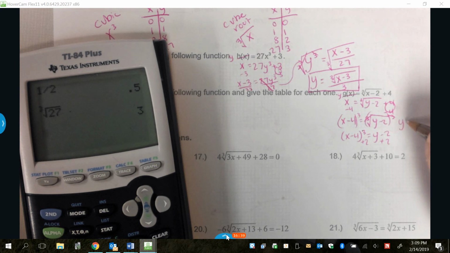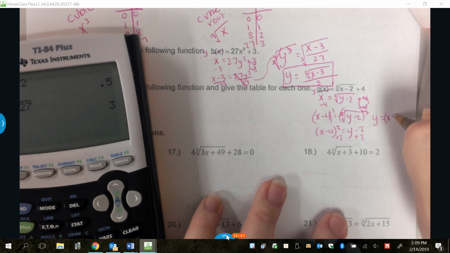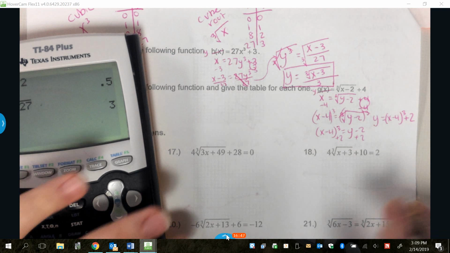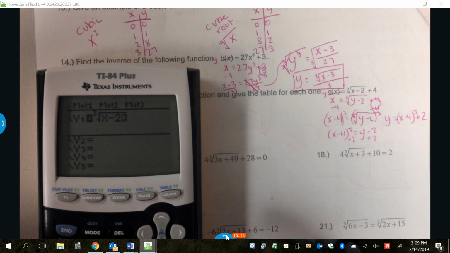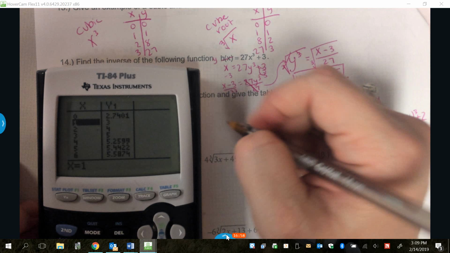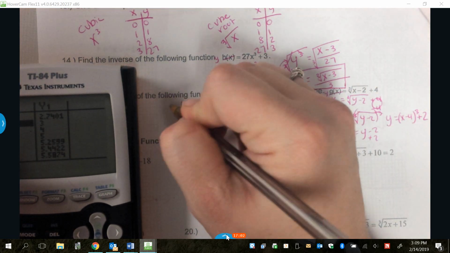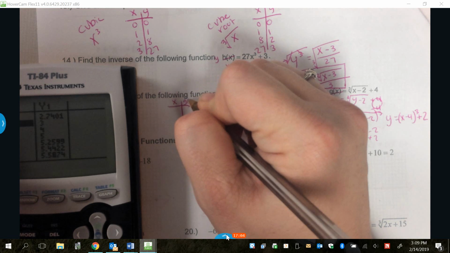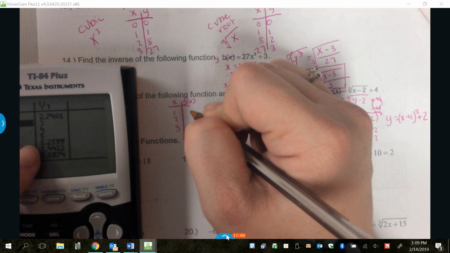So I get y equals x minus 4 cubed plus 2. So if I type in the original in my calculator, I get math 4, cube root of x minus 2, plus 4, second graph. So I'm just going to make a table of these 3 points. So this is the original. I'll say g of x. So I get 1, 2, 3, 3, 4, 5.